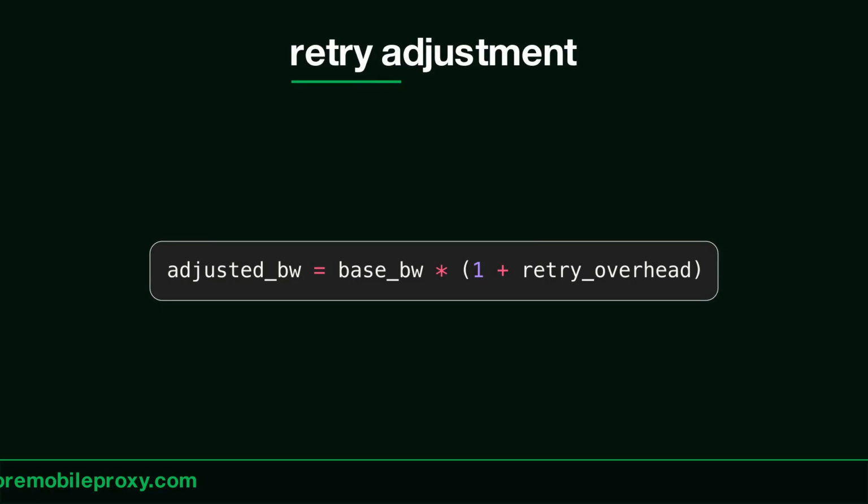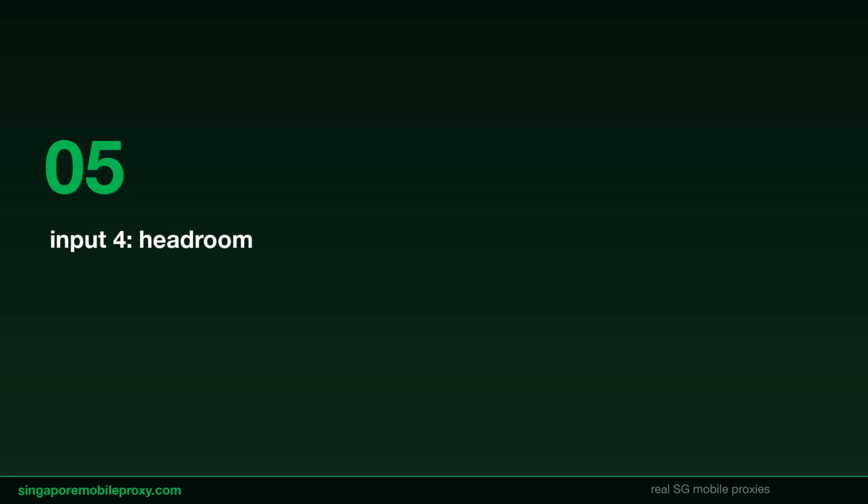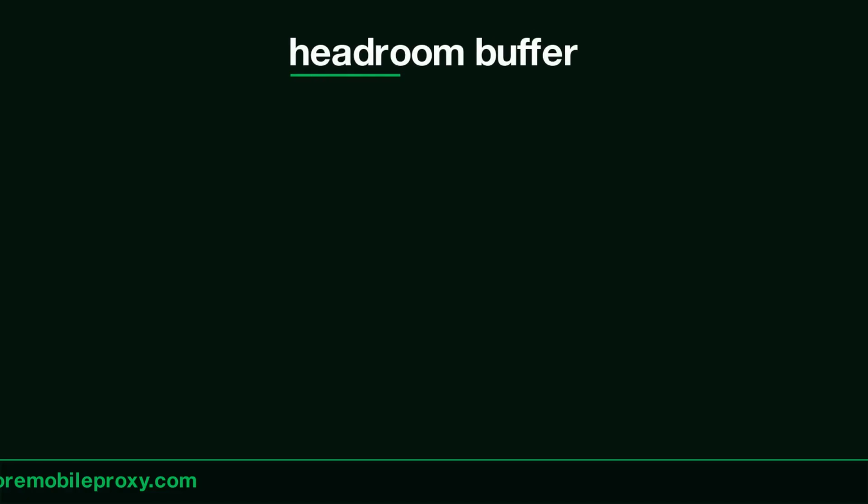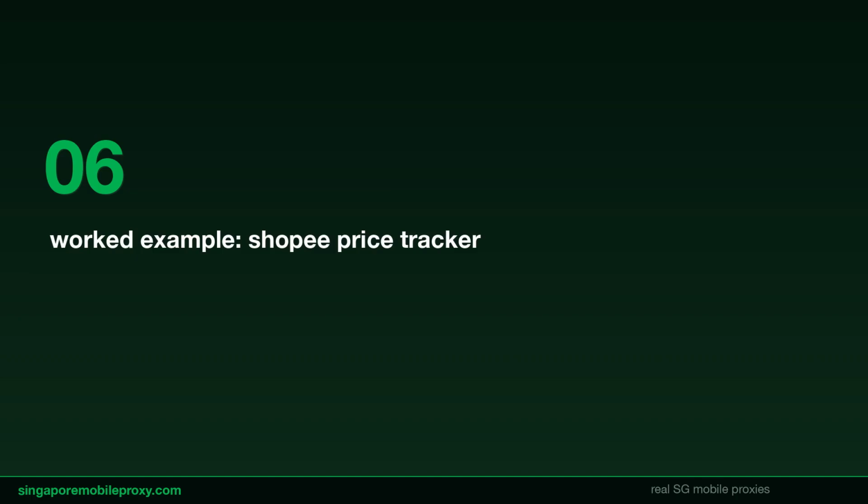Friendly targets under 5% block rate, add 5 to 10% overhead. Moderate targets at 5 to 15%, add 15 to 30%. Hostile targets at 15 to 30%, add 30 to 50%. Very hostile above 30%, add 50% or more, and at that point, consider a different approach. Multiply your base bandwidth by 1 plus retry overhead.